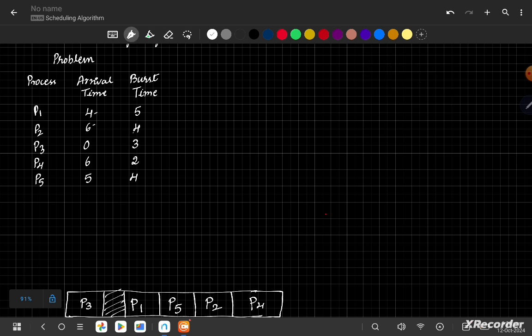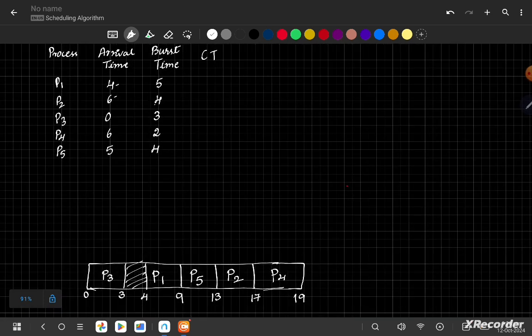To calculate completion time, we have to check our Gantt chart. We have to see when each process completed its task. So P1 completed at 9 milliseconds. P2 completed at 17. P3 completed the task at 3 milliseconds. P4 completed the task at 19 milliseconds and P5 completed the task at the 13th millisecond.